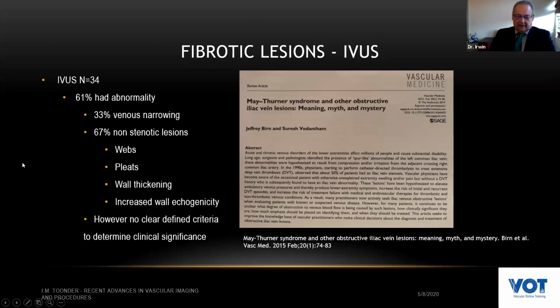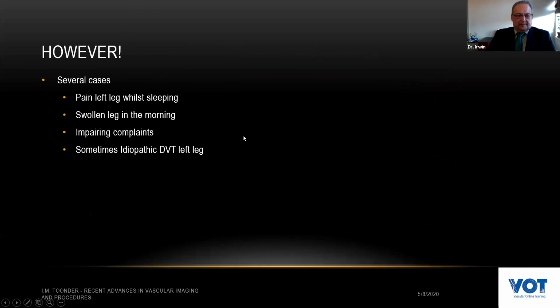33% had venous narrowing, and if you're talking about non-stenotic lesions without any kind of stenosis, they could still see webs, pleats, wall thickening, increased wall echogenicity. So these are things that we should be looking at with the IVUS, if you have IVUS available. And they concluded that even if you're using IVUS, we still don't have clearly defined criteria. So that is a field of research that requires exploration and more attention.